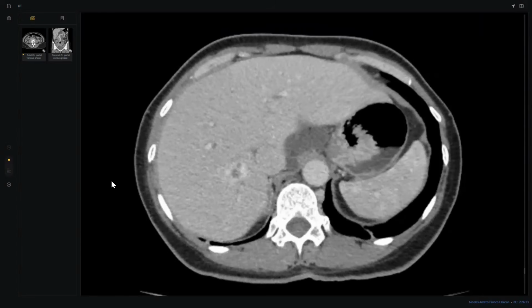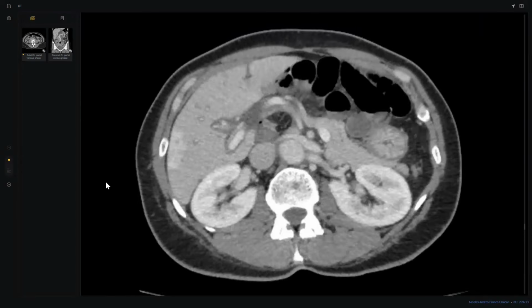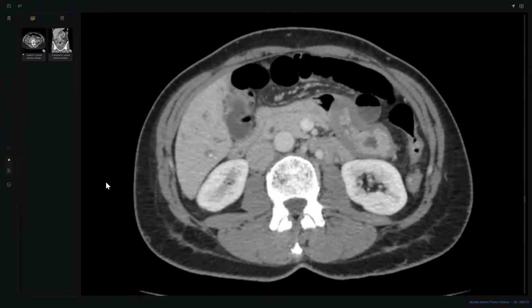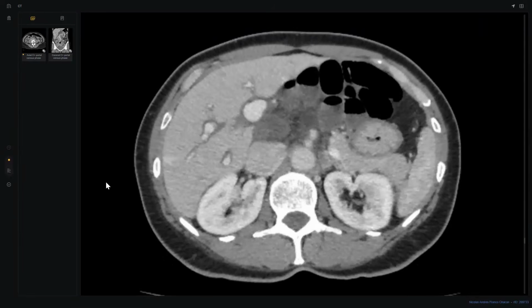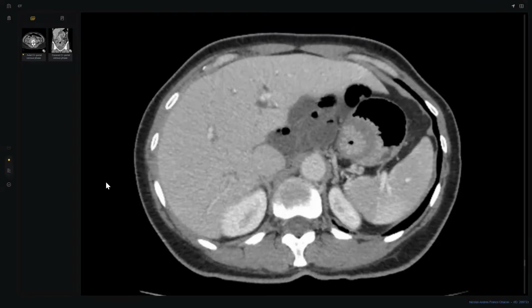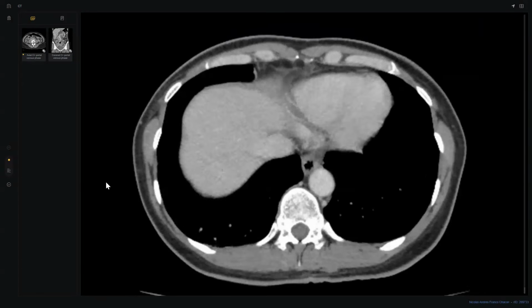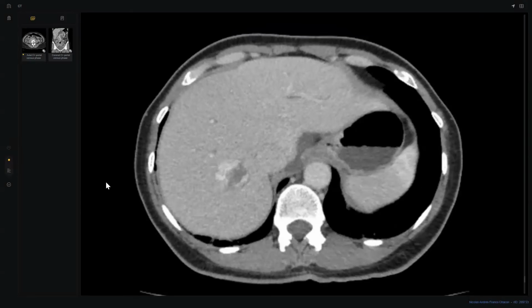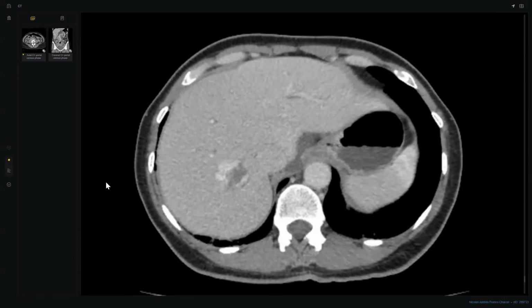I'm not sure. Which phase is this? Portal venous because I can see contrast in the portal vein, or maybe late arterial because the IVC and the hepatic veins are not well seen. So it could be late arterial, early portovenous.